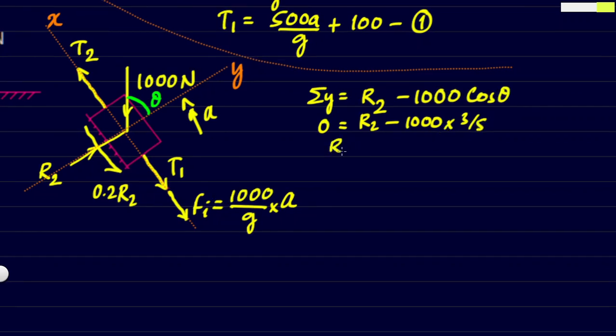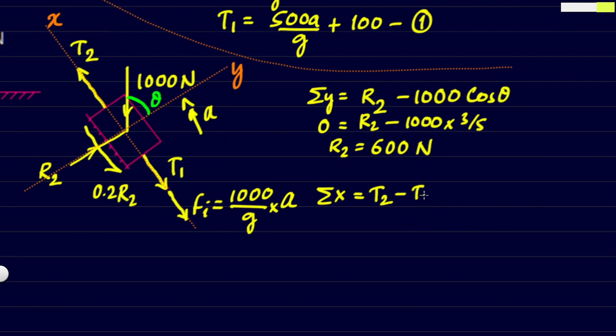Now that gives us the value of R2 as 600 newtons. Next we will have to apply all the components in x direction. So let's take out all the components in x direction. T1 is acting, T2 is acting in a positive x direction, and remaining all the components will be against this.